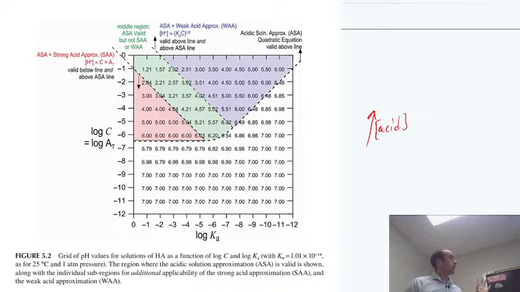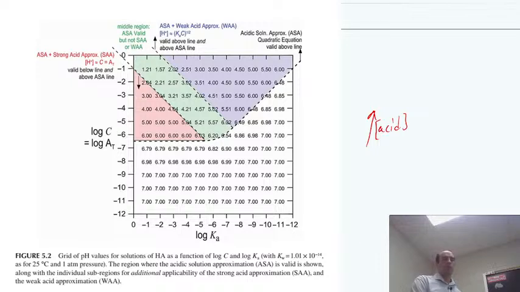So really what I wanted to show you is that under some conditions we can use the acidic solution approximation, ASA, with a strong acid as well. That would be in this corner. Anytime we have a pKa of less than 5, then it's valid, and a concentration above about 10 to the -6.